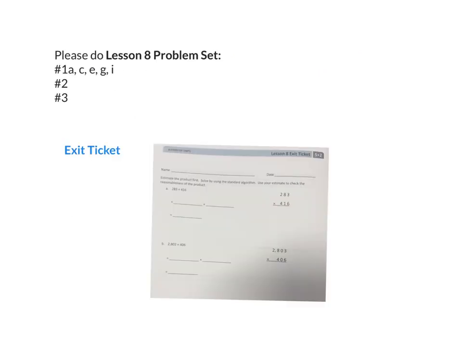Okay, today I would like you to do these following problems in your problem set, then turn in your exit ticket. When you're done with the exit ticket, you can work on Zern. If you don't have enough time to do Zern today in class, you will of course finish Zern for homework as well as the rest of the problem set.